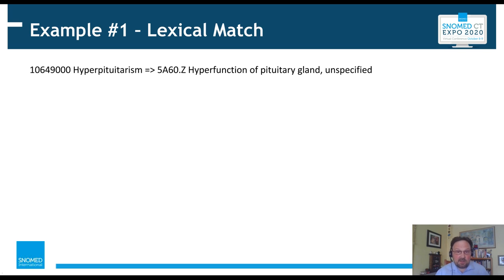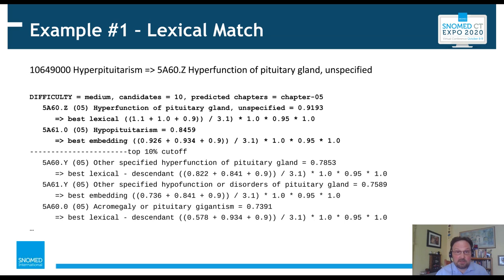All right, so we've got a few simple examples. Here's an example that is the result of a lexical match. Hyperpituitarism becomes hyperfunctionality of pituitary gland. And here you can see some details of the algorithm. This was assessed medium level difficulty. 10 candidates were predicted, a chapter 5 answer. The top one here was found via best lexical, 5A60.Z, and gets a score of 91%.